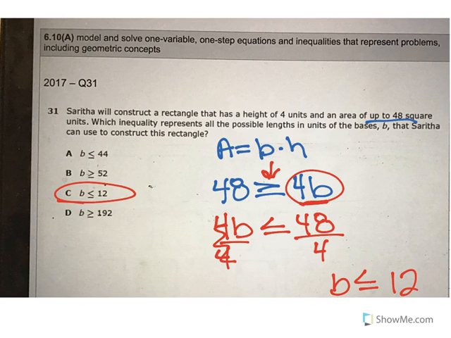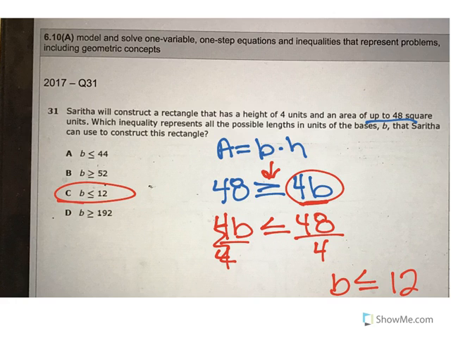So again, I can have a base up to 12 units, and units just means it's an unknown quantity. The unit of measurement could be meters, miles, centimeters, who cares? But my base can be up to 12, no greater than 12, because if it's greater than 12, like 15 times 4 would equal 60, and that's bigger than 48, and that's not what I want.